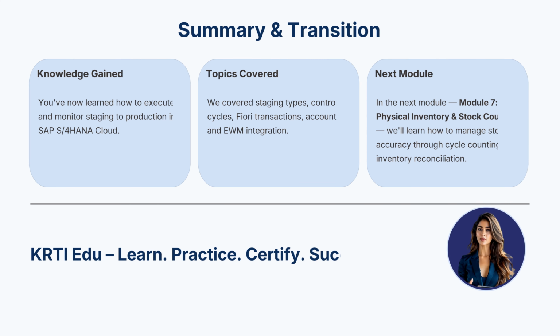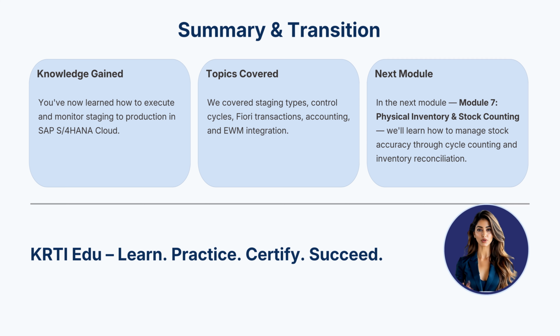You've now learned how staging connects logistics and manufacturing in S/4HANA Cloud. We explored staging types, control cycles, movement types, accounting impact, and EWM monitoring, supported by a practical mini lab. In the next module, Module 7, Physical Inventory and Stock Counting, will focus on ensuring stock accuracy through cycle counting and reconciliation.